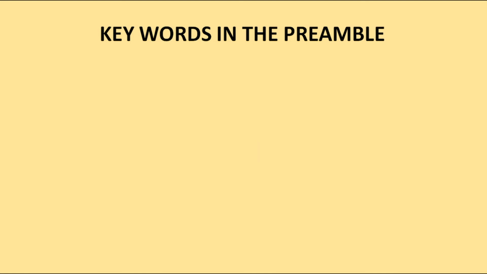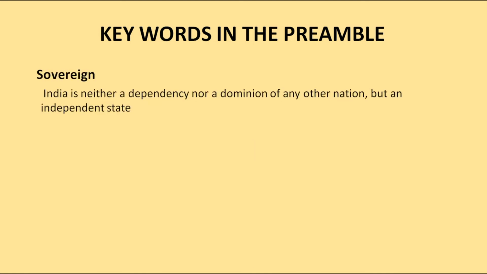Then some keywords in the preamble. The first one is sovereign. India is neither a dependency nor a dominion of any other nation but an independent state. Before 15th August 1947, India was a dependency, dependent on the British rule. But after 15th August 1947 to 26th of January 1950, India was in a dominion status. Though India was independent, it was ruled in the name of the king or queen of the British government. So on 26th of January 1950, India declared itself a sovereign state.